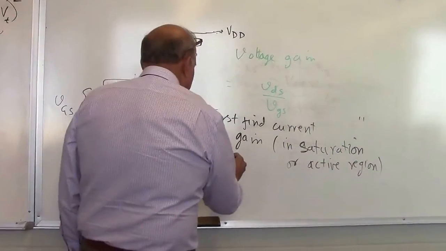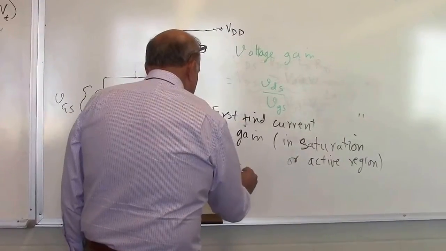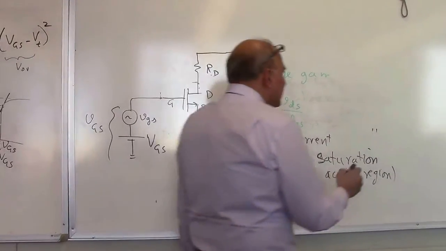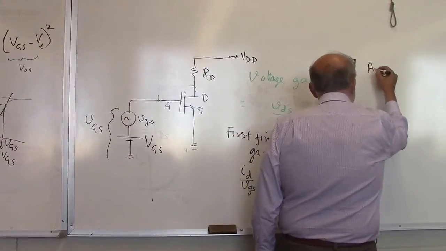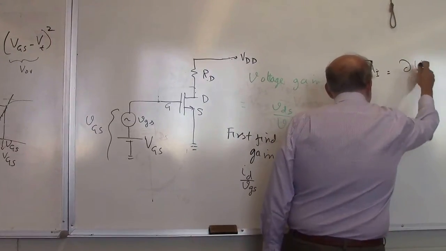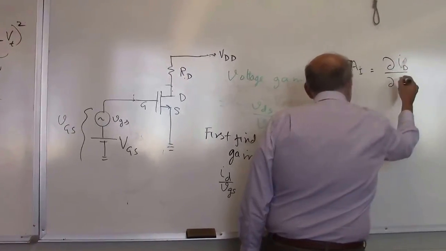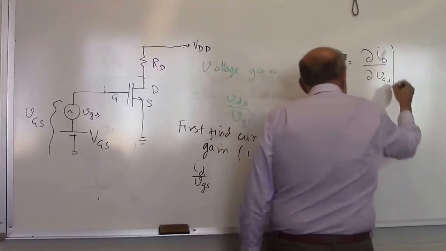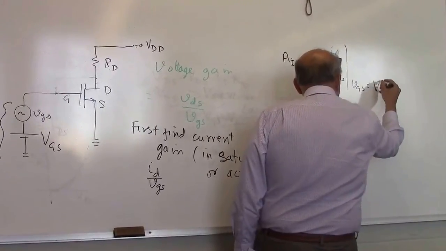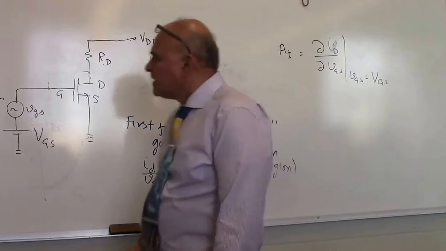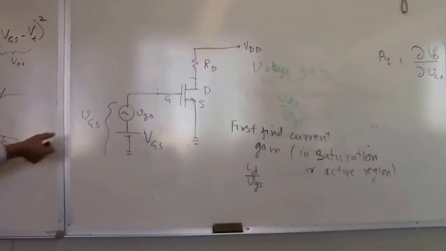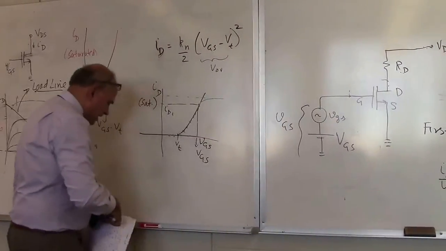So what I will do is I'll find ID divided by VDS. And to do that, I can take current gain, let's call it AI, equal to the rate of change of current with rate of change of VGS, evaluated at VGS equal to the bias point. Okay. So if I bias, meaning the steady state voltage, if I apply this voltage.